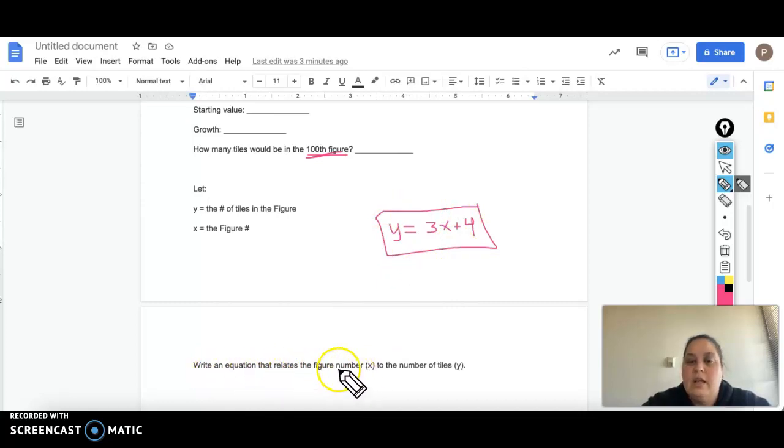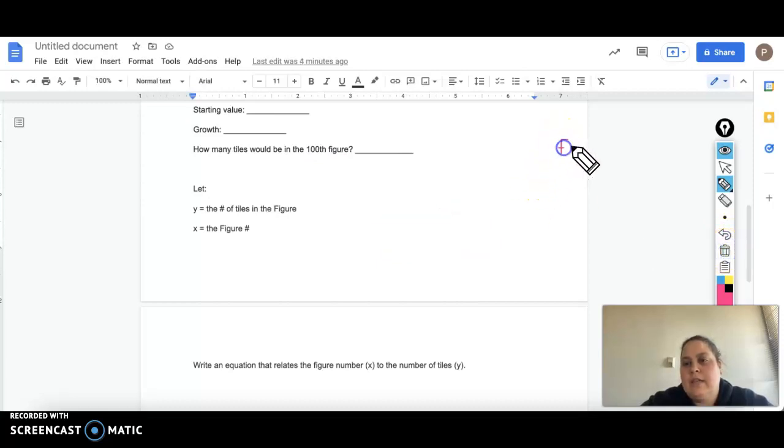Write an equation that relates the figure number X to the number of tiles Y. I can write an equation like this for any tile pattern. If it tells me that my figure 0 is 7 tiles, and then it tells me that my growth is, it's growing by 2 each time, then I can say Y equals 2X plus 7. Because again, my figure 0 is my starting value. My growth is what's going to change each time.